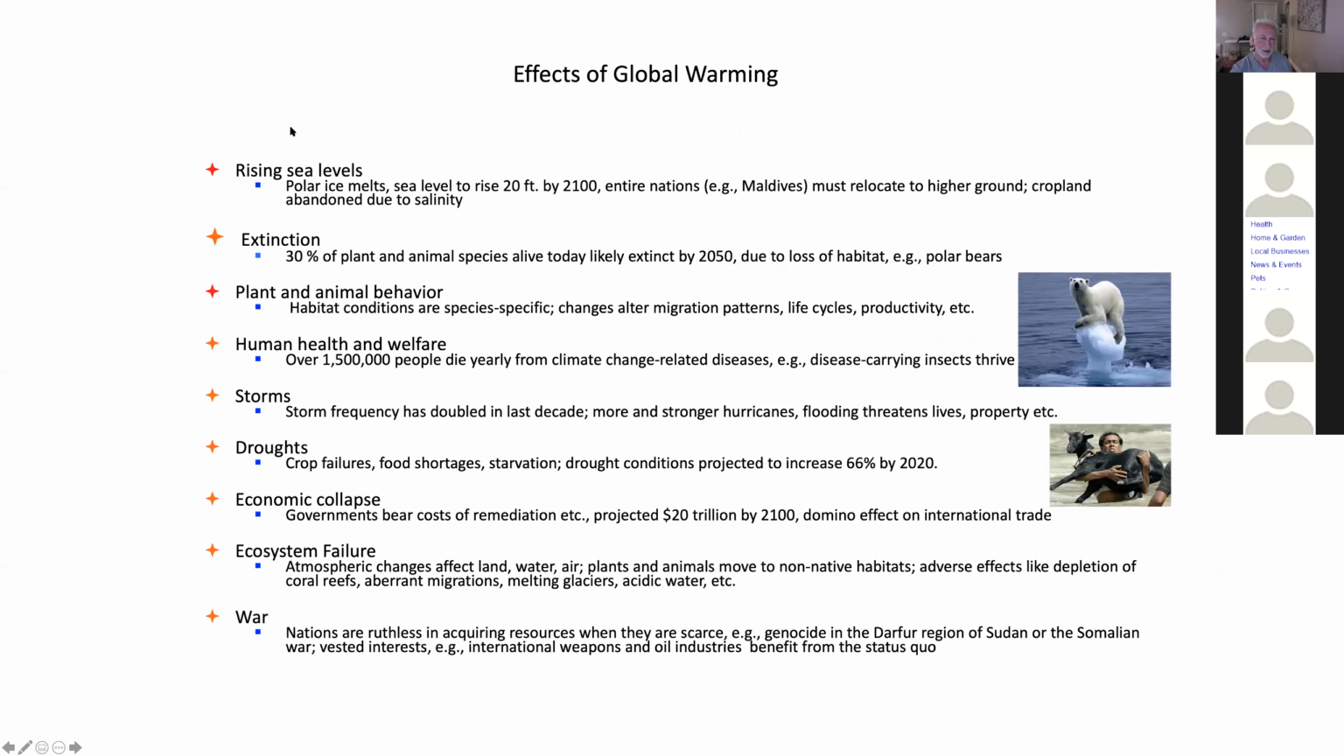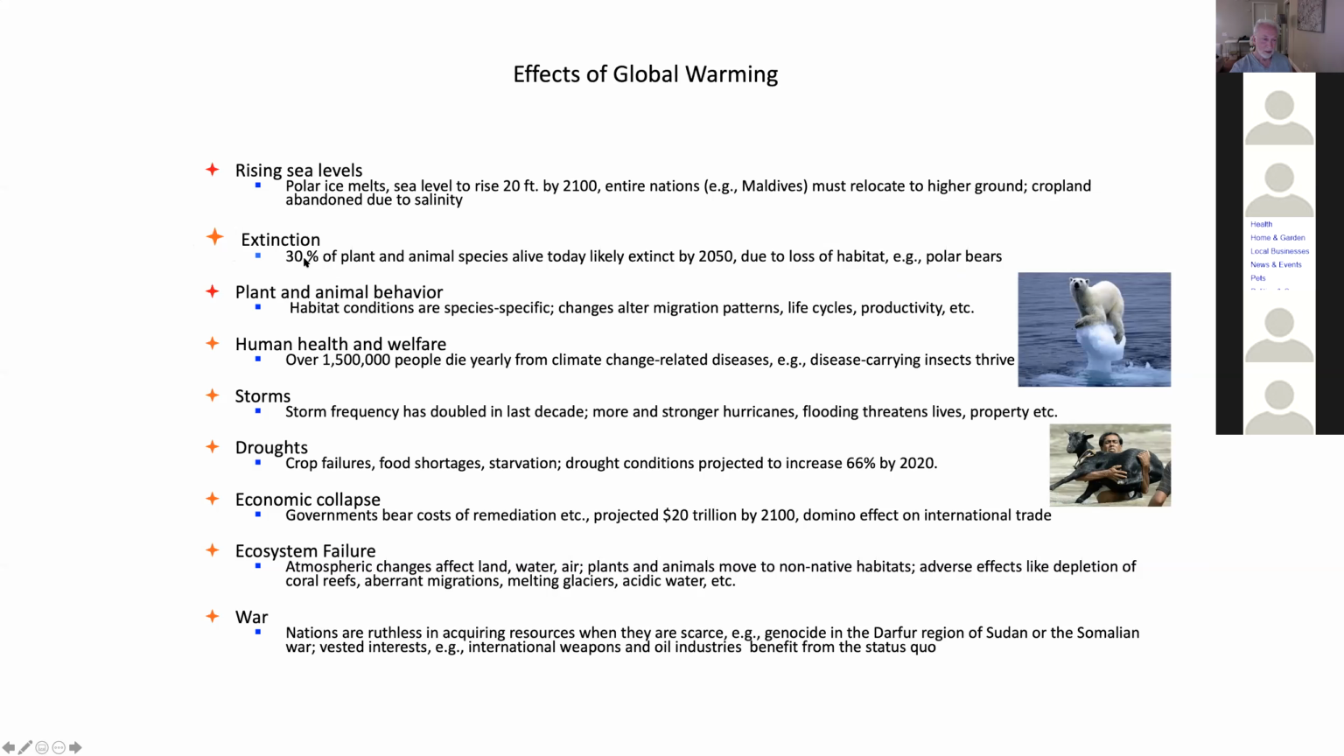I'll run through them quickly, but sea levels are rising. As the polar ice melts, the sea level will rise about 20 feet by 2100, and entire nations are going underwater as we speak. It's a big issue for the United Nations, what to do about the people in these countries whose countries no longer exist.